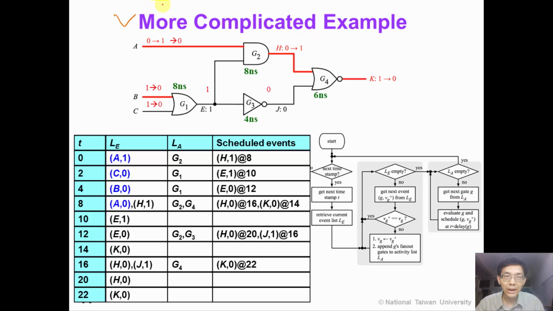Now let's see a more complicated example. We use the same circuit, but this time the gate delay of G1 and G2 are 8 nanoseconds. G3 is 4 nanoseconds and G4 is 6 nanoseconds. For the input side, we have A rising to 1 at 0 nanosecond, and then it falls to 0 again at 8 nanosecond. So we have a pulse like this. And the input C is falling to 0 at 2 nanosecond, and input B is falling to 0 at 4 nanosecond.